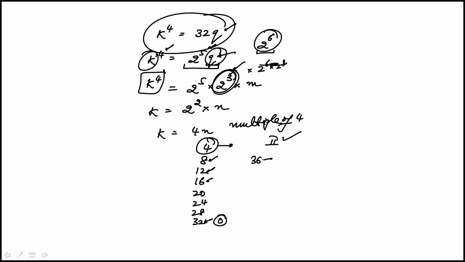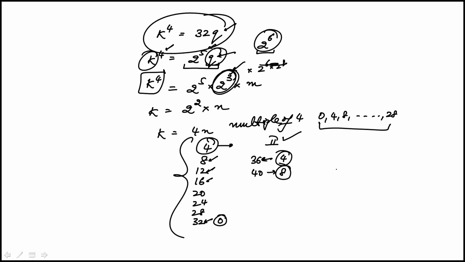And then if you go to 36, the remainder would be 4. 40, it would be 8. It will just cycle in this. So these are the only possible remainders, meaning 0, 4, 8, and so on and so forth, up to 28. These are the only possible remainders for k when divided by 32, which means neither 2 nor 6 are possible. The answer is 4, and that is 2 only, choice C.